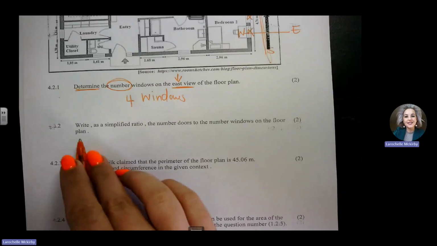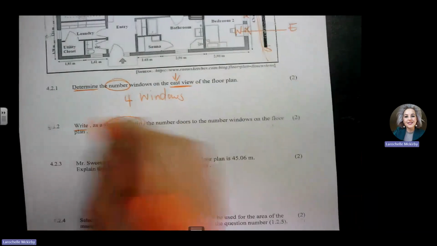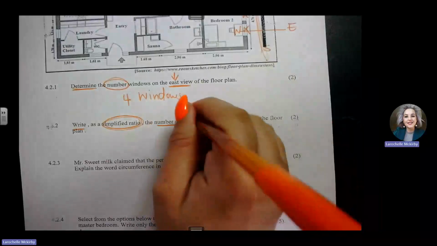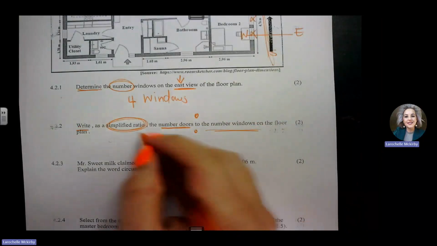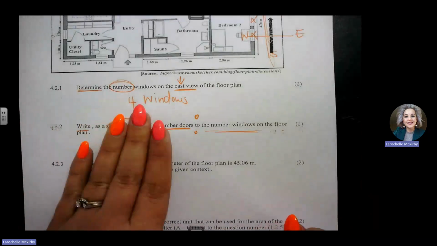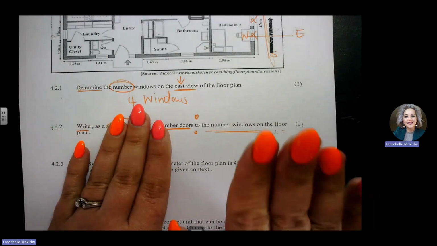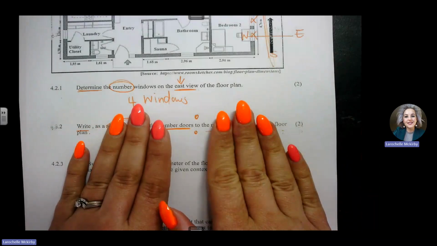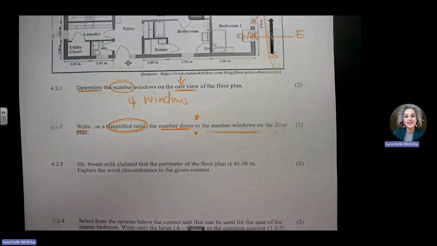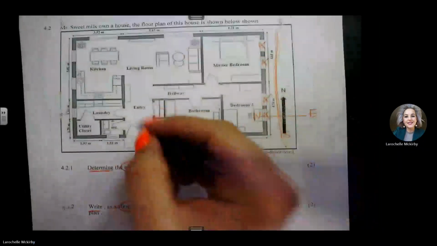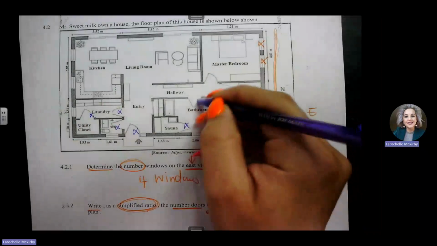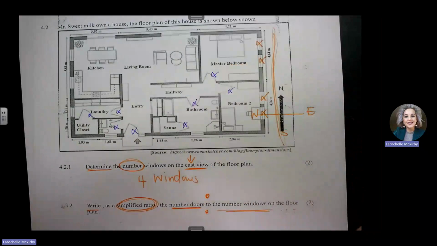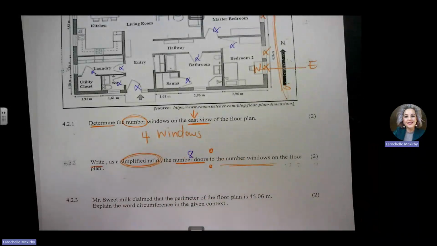4.2.2. Write as a simplified ratio the number of doors to the number of windows on the floor plan. Okay, so in a ratio, what is mentioned first in the sentence is written first, and what is mentioned second is written second. Now, they are asking me for the number of doors. So let's quickly count the doors. Counting 1, 2, 3, 4, 5, 6, 7, 8. Are you counting 8 doors with me? 8 doors. Let's count the number of windows.